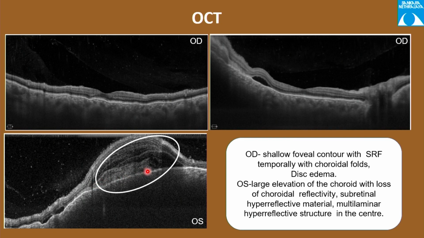Can anybody name this sign? Where you can see the hyperreflective material within the photoreceptors, it's just being stretched out. Yes, it's called Ballard. So Ballard is a bacillary layer detachment, where there is a detachment between the inner segments of the photoreceptors. So just stop at this OCT.